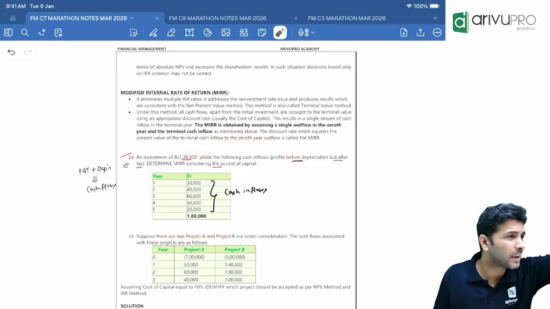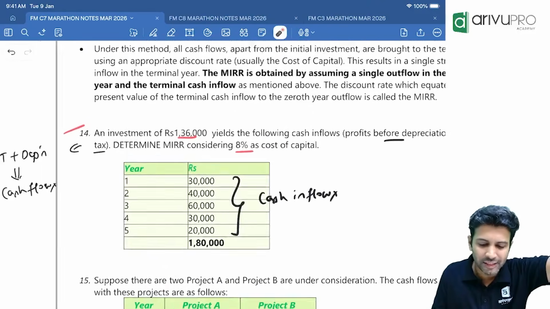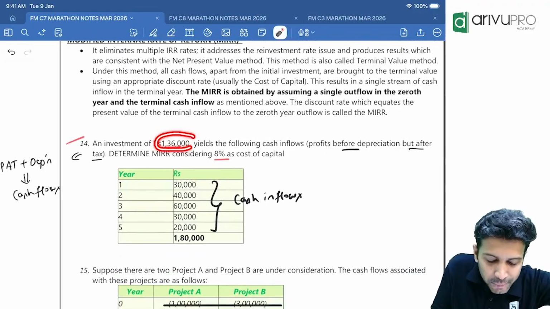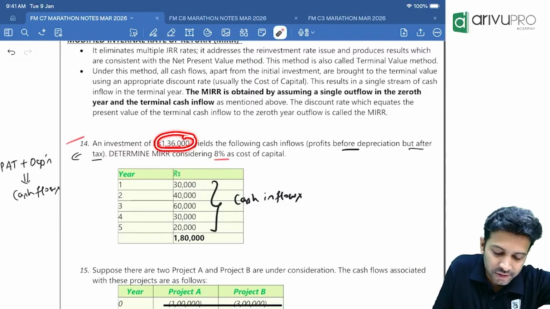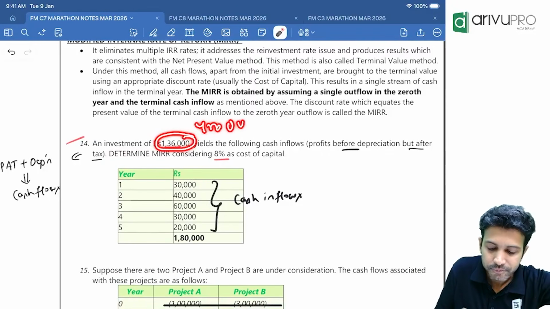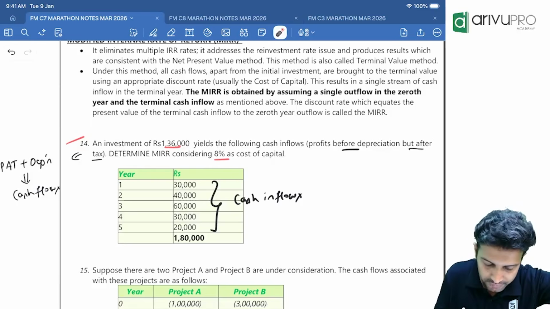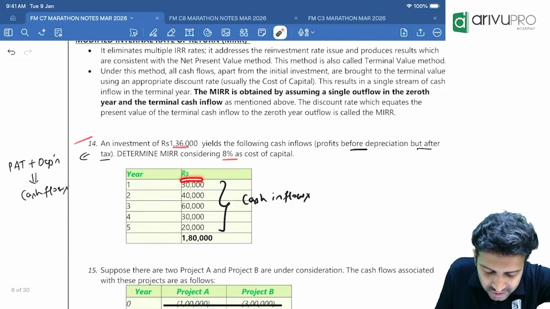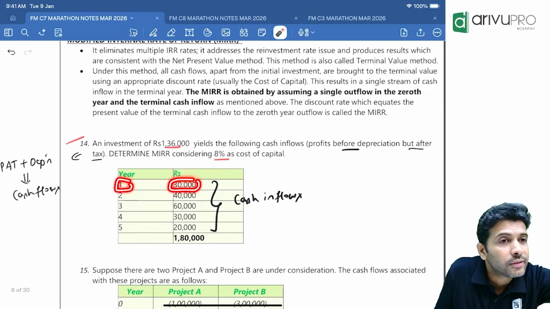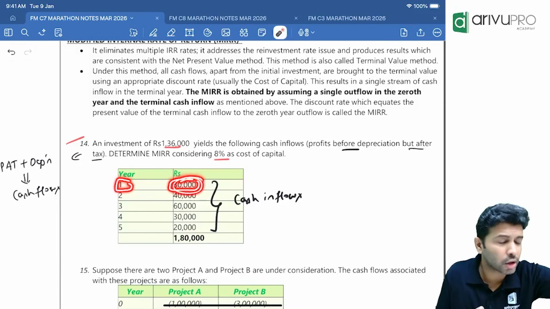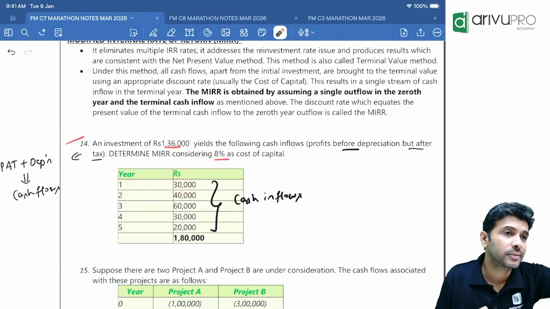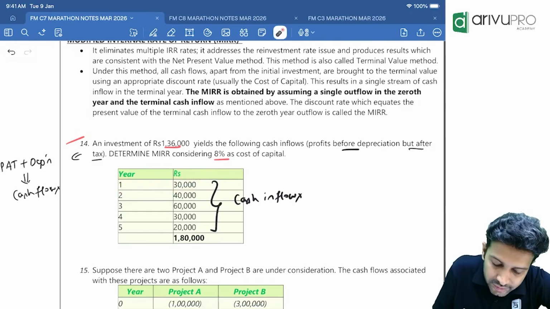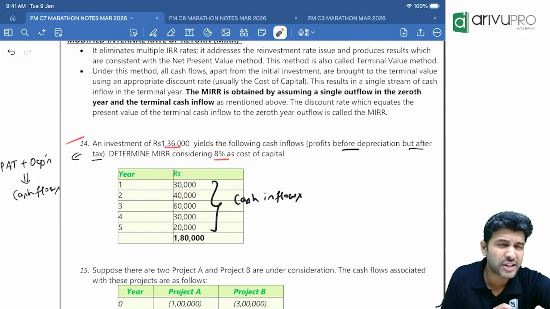So basically, what is the MIRR problem? Just tell me one thing. How much investment are you making here? 136. What is this? Year 0 outflow. Now here they have given you cash inflows for 5 years. This 30,000, when will you get it? First year. So this 30,000 you can invest for how many years? 4 years. At what rate? They have given 8%. Calculate the first year alone.